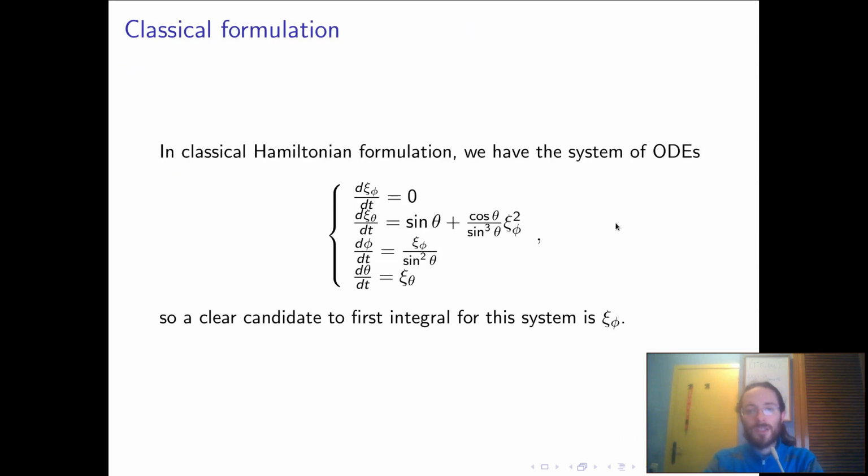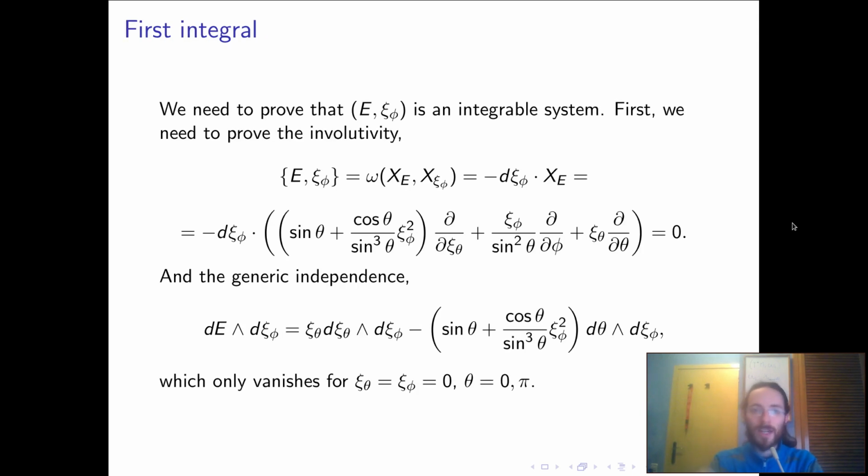So this is our hypothesis. The first integral for this system is c sub phi. Perhaps you consider that this is already proven. I will just really compute this, although the proof is already there. So we need to check that the Poisson bracket of the energy and this moment map is equal to 0, and also that they are generically independent. So here I have the whole computation.